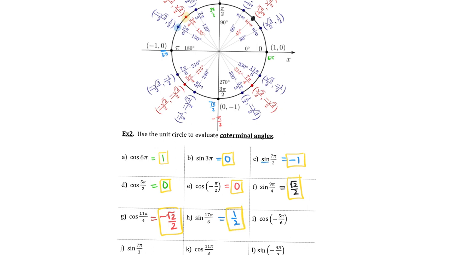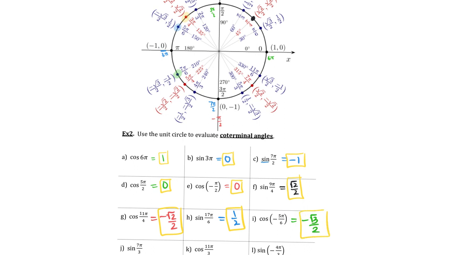Okay, let's do the cosine of negative 5 pi over 6. Okay, 5 pi over 6 is over here. Negative is go backwards. So I'm going to go backwards that same distance. 1, 2, 3, 4, 5 pi over 6. And I'm going to end up over there. Okay, the cosine is the x-coordinate. So the x-coordinate there is negative root 3 over 2.